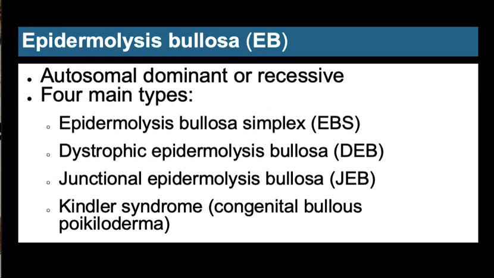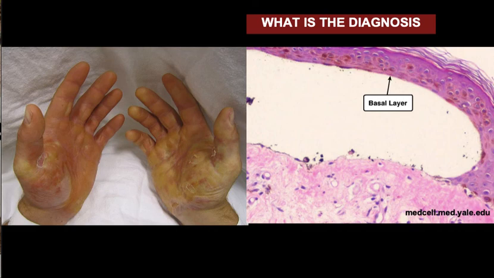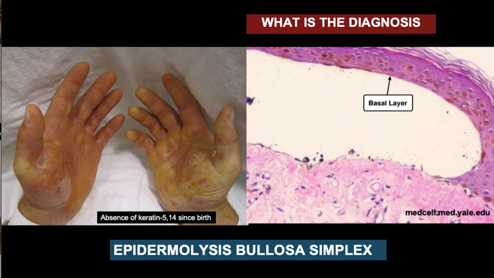Epidermolysis bullosa, those are groups of disease that happen because of autosomal dominant or recessive mutations. And there are four types, the simplex, the dystrophic, and the junctional, and the Kindler syndrome. We talked about this in the previous lecture where we talked about poikilodermas. This is the congenital bullous type of poikiloderma. So I'll give you just two examples here. In this group, this is the simplex type, and it happens because of absence of keratin 5 and 14 since birth.